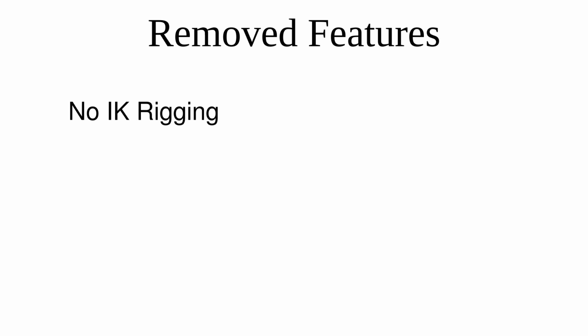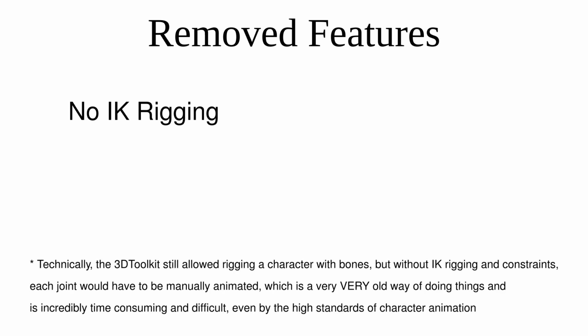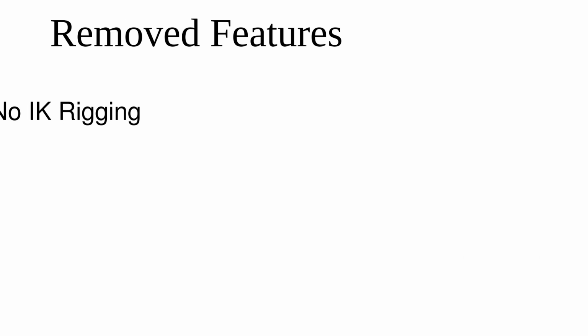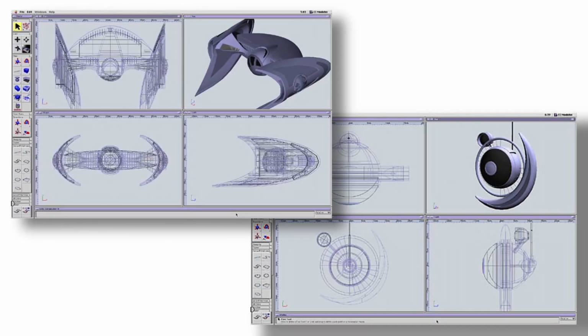IK rigging allows a character model to be tied to a skeletal system for animation, so that if the animator moves the hand, the wrist, elbow, and arm all naturally move as well. Without an IK system, there really was no good way to animate humanoid characters requiring some form of skeletal animation, although things like floating droids, flying spaceships, and similarly animated creations could be animated without issue.